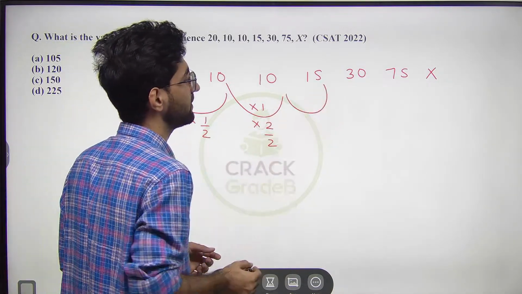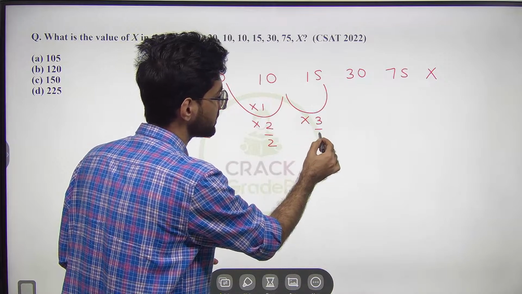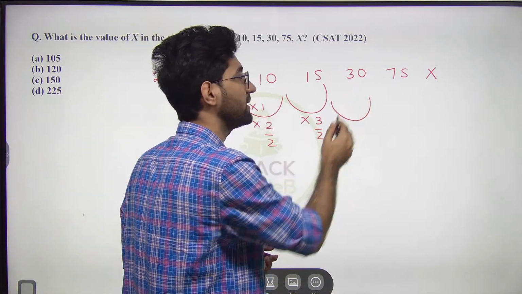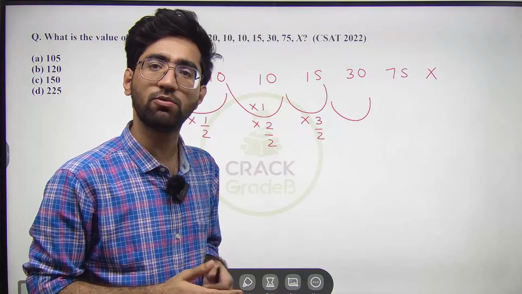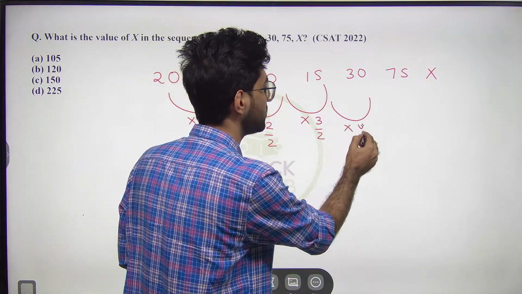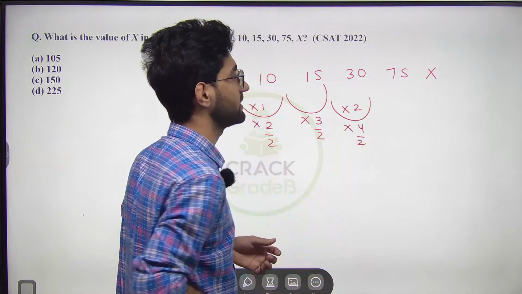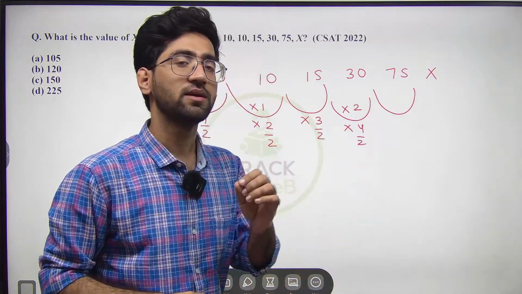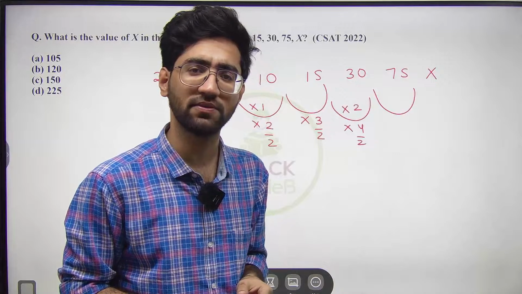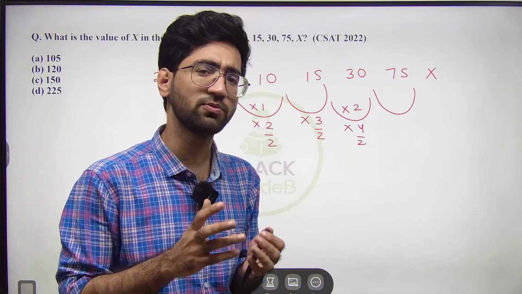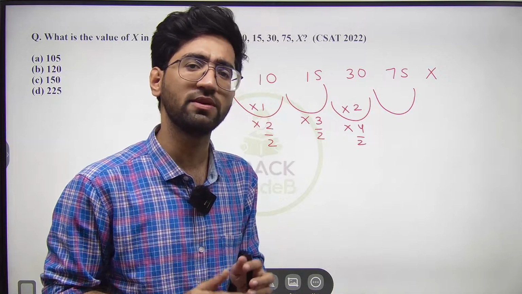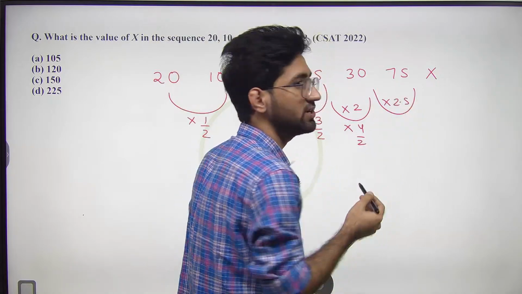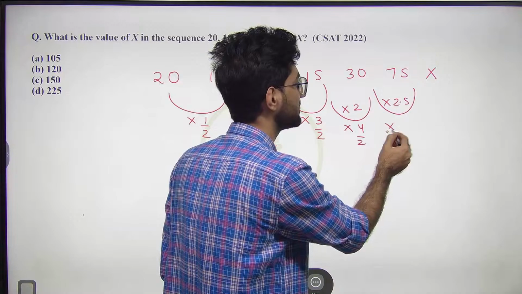Now if you look at 10 and 15, you should be able to think that 10 into 3 by 2 is equal to 15. Similarly, if you look at 15 and 30, 15 into 2 is equal to 30. So we can write it as into 4 by 2. Now if you look at 30 and 75, if you are good at calculation, you will be able to think that 30 into 2.5 is equal to 75.